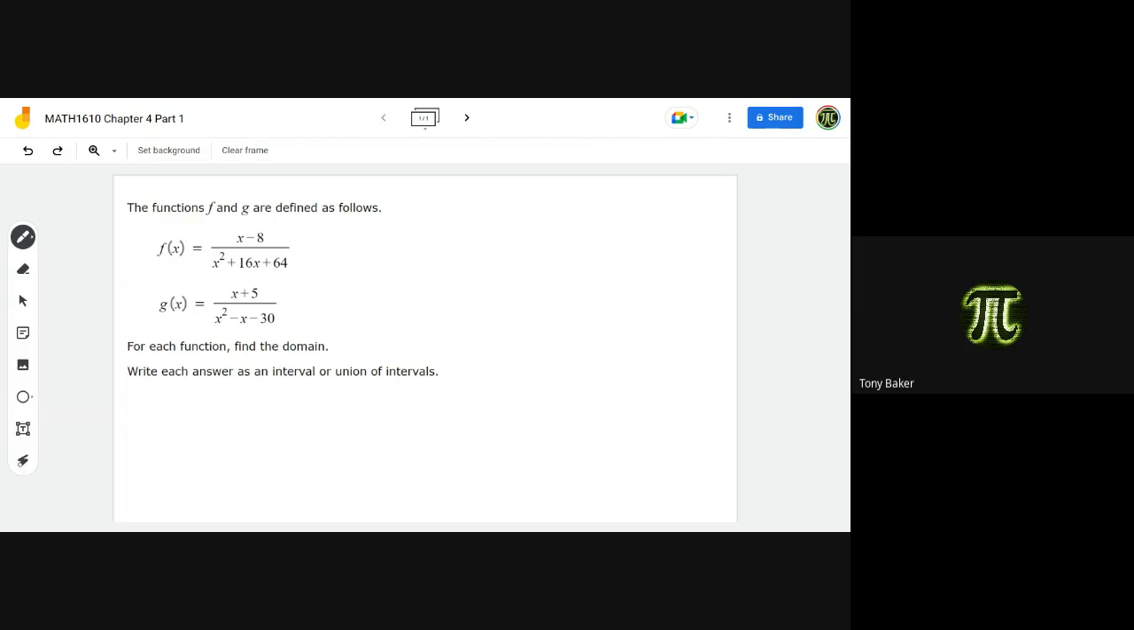So if we're looking at the domain for this function, what are the things that would restrict the domain? The denominator is 0. So I'm basically going to look at that x squared plus 16x plus 64. I'm looking for values that do not equal 0. So we have to factor this. Two numbers that multiply to 64 and add to 16. In this case, it's 8 and 8. So we've got x plus 8. x plus 8 does not equal 0. So in this case, the only one that doesn't work is negative 8.